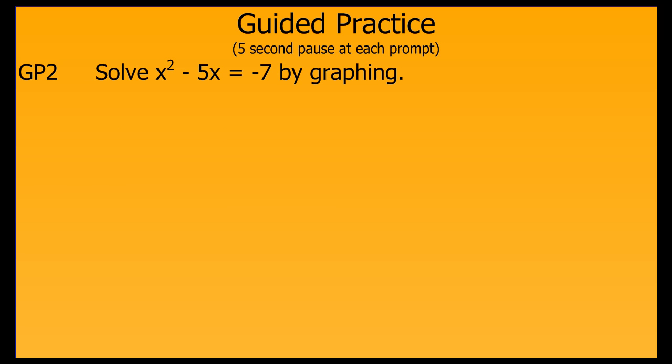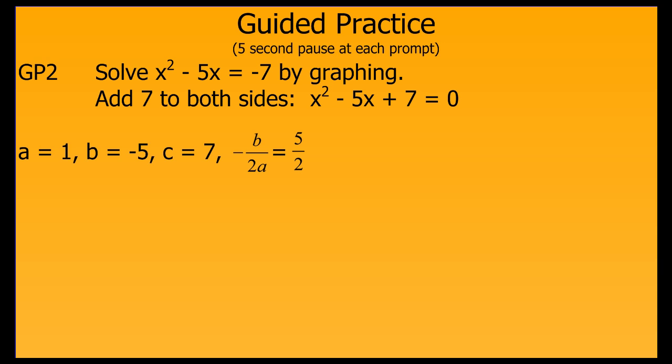Let's try another one. What do we do first? We need to get it in standard form by adding 7 to both sides. Then what? Then we identify a, b, and c and calculate the opposite of b over 2a. What's next? Now we know that our parabola is going to open up, have regular width, have a y-intercept at 0, 7, an axis of symmetry of x equals 5 halves, and a vertex of 5 halves, 3/4.